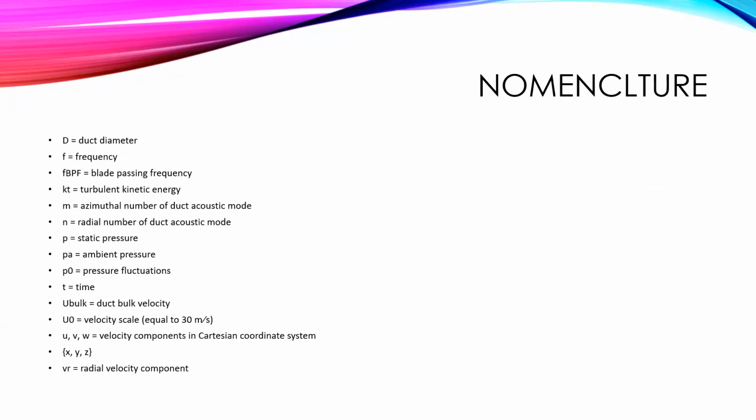So the nomenclature of the duct inlet contains: D, duct diameter; f, frequency; fBPF, blade passing frequency; kT, the turbulent kinetic energy; m, azimuthal number of the duct acoustic mode; and n, radial number of the duct acoustic mode; P, static pressure; P-infinity, ambient pressure; p-prime, pressure fluctuations; t, time; U, duct bulk velocity; u, velocity scalar; with vr, the radial velocity component.